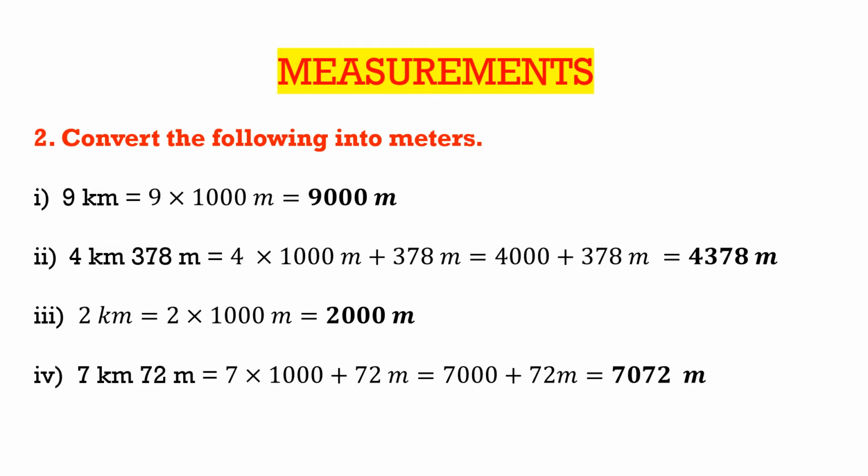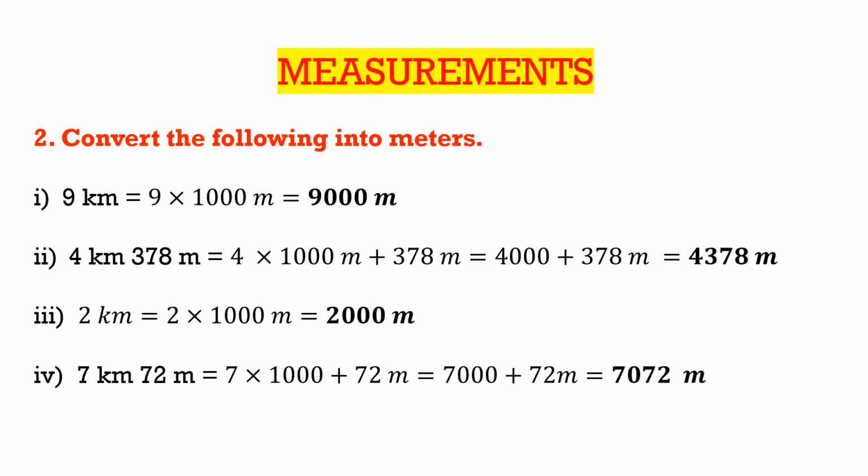The third bit is 2 kilometers. We have to convert 2 kilometers into meters. We know 1 kilometer is 1000 meters. So we have to multiply 2 kilometers. 2 multiplied by 1000 meters equals 2000 meters.